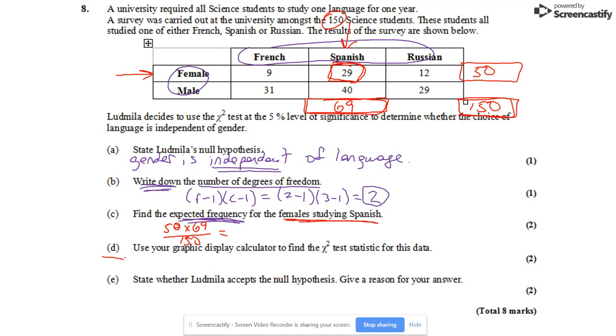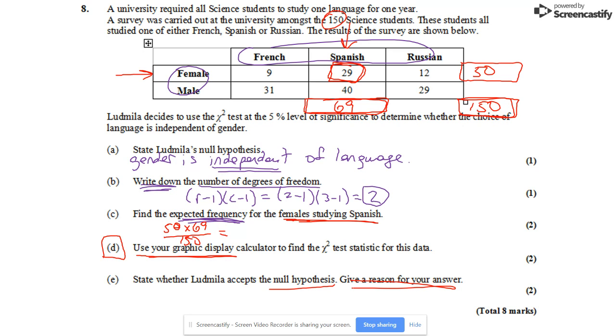Part D, notice it says use your graphic display calculator. You would never have to use the written out form of the formula. You do that with your calculator. And then part E, state whether or not Ludmilla accepts the null hypothesis. Give a reason. So let's see.